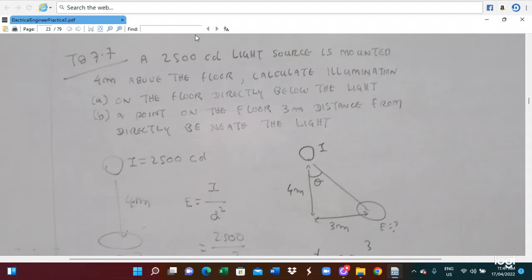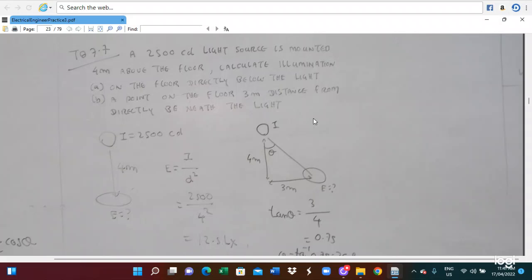And we also need to calculate for a 2,500 candela light source mounted 4 meters above the floor. We need to calculate the illumination on the floor directly below the light, and at a point on the floor 3 meters distant from it. So we also have to calculate the illumination E.